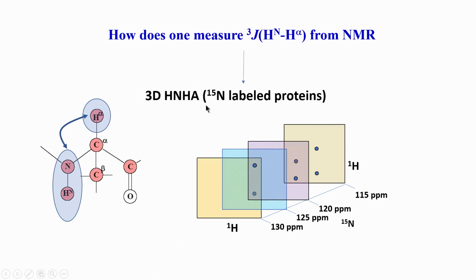So, what are we doing in this particular experiment? We correlate the amide nitrogen and its proton, that is N15 and HN, as in the HSQC, to the H alpha of the same amino acid. So, this is the point here: we are connecting the chemical shifts of the HN, the N15, and the H alpha of the same amino acid.